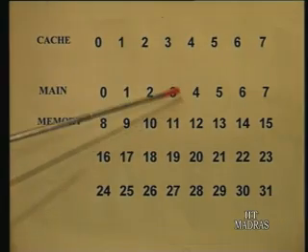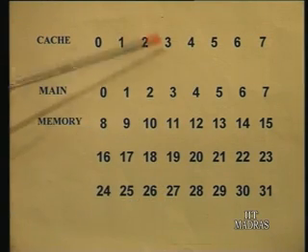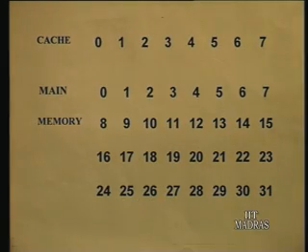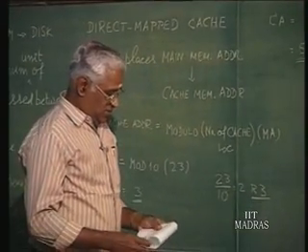Of the main memory location addresses 3 or 11 or 19 or 27, only these can go in there. That is why we say it is direct mapped, okay. Good. Instead of deriving like this, we can also have the same information in another form, maybe in a tabular form or whatever it is, okay.